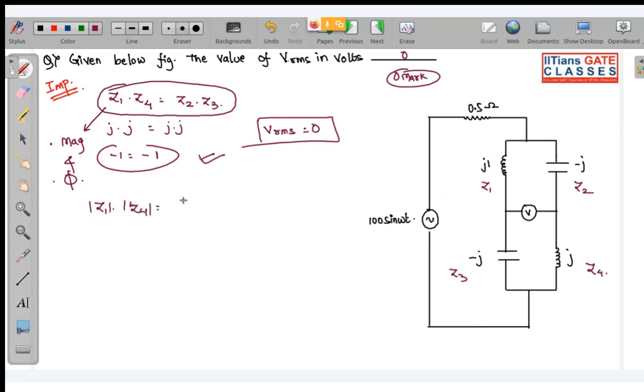So if you check the magnitude condition, magnitude of Z1 into magnitude of Z4 is equal to magnitude of Z2 into magnitude of Z3. So if you check, you are going to see this is 1 into 1 is equal to 1 into 1. So this is okay. This is fine. Magnitude condition is being satisfied. But what about phase condition? Phase of this one is plus 90. Phase of this one is also plus 90. Means these two are multiplied, na? So that is why I am adding the phase, which is equal to minus 90.